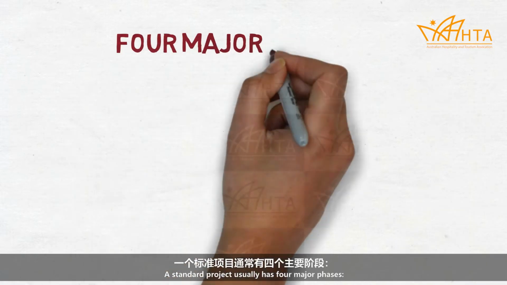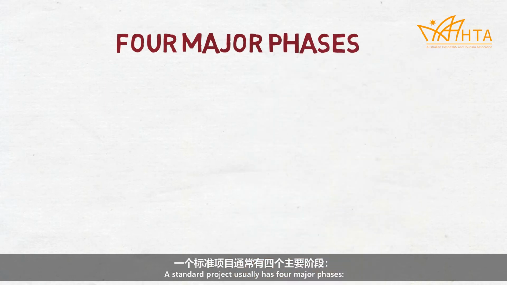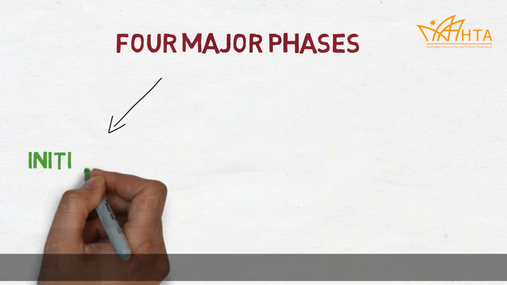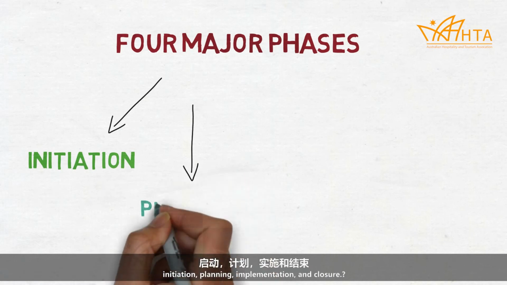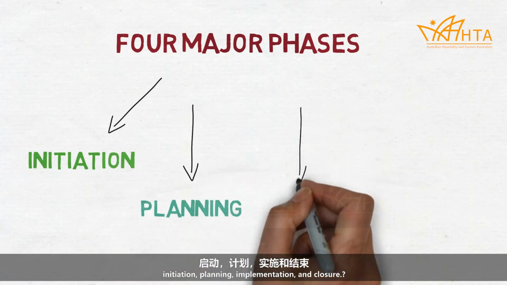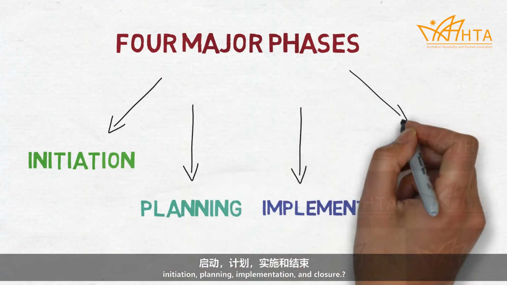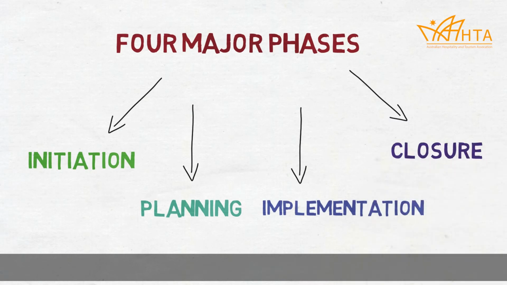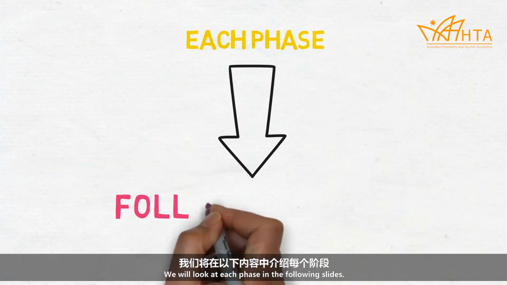A standard project usually has 4 major phases: initiation, planning, implementation, and closure. We will look at each phase in the following slides.